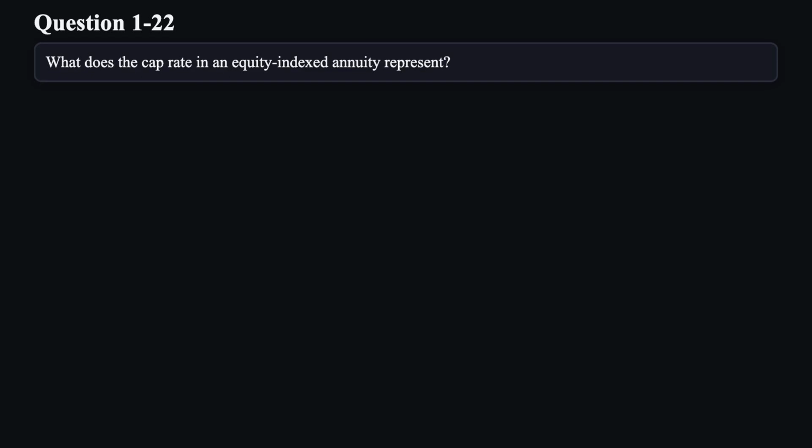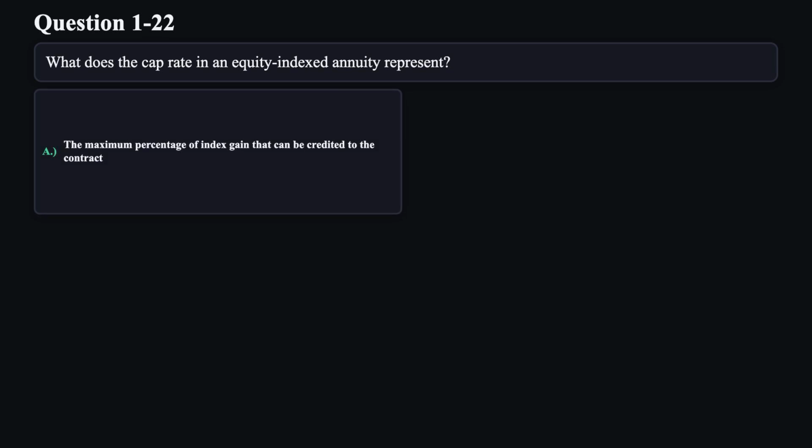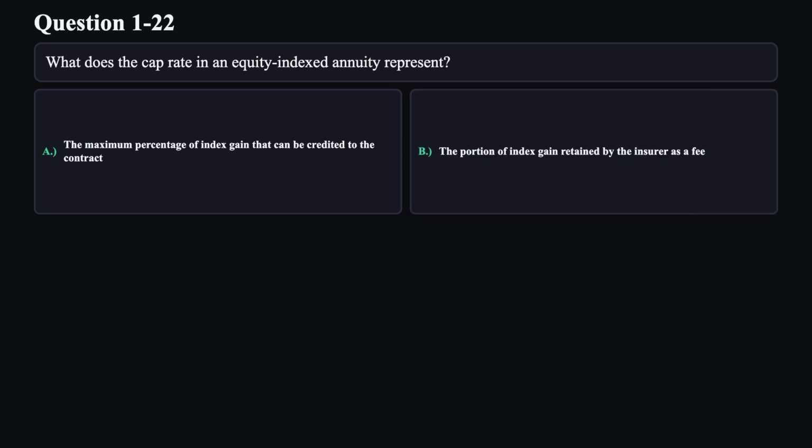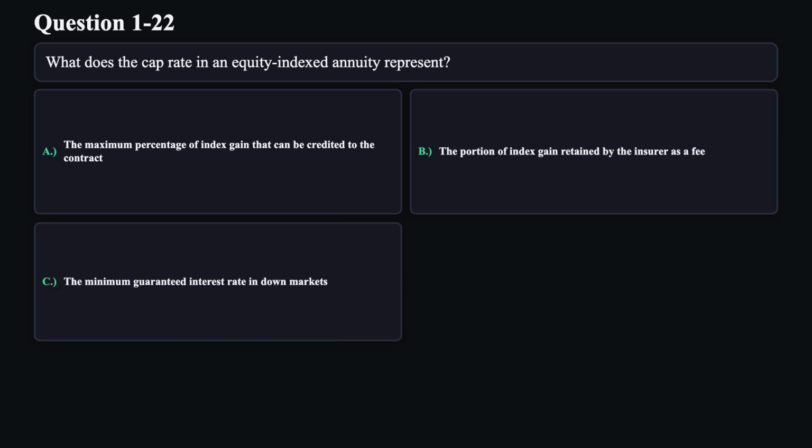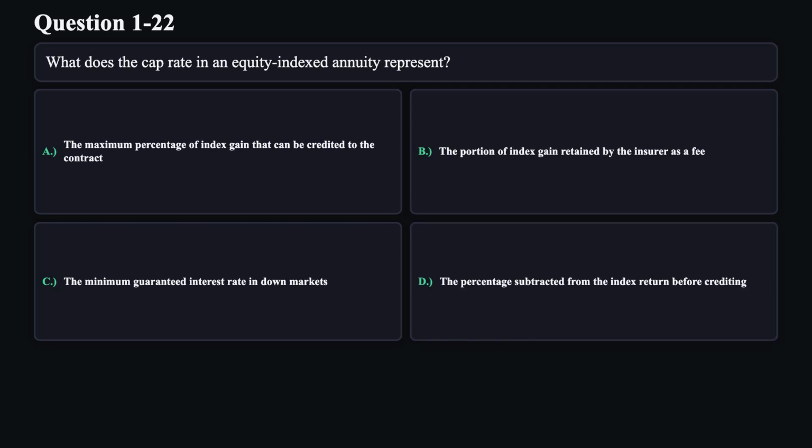Question 22. What does the cap rate in an equity-indexed annuity represent? A. The maximum percentage of index gain that can be credited to the contract. B. The portion of index gain retained by the insurer as a fee. C. The minimum guaranteed interest rate in down markets. D. The percentage subtracted from the index return before crediting.